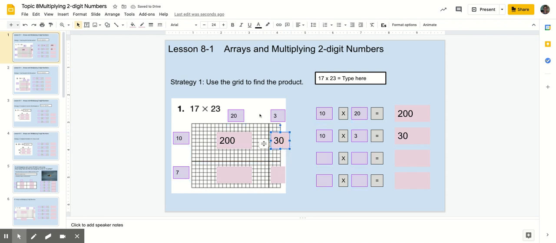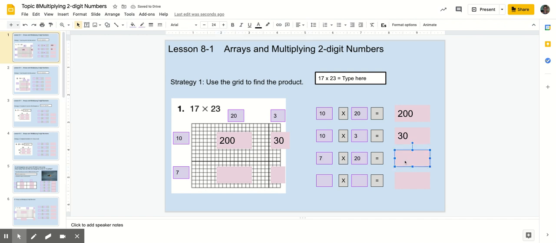Okay, so this is something that we've already done, right? We've already taken a two-digit number and we've multiplied it by a multiple of 10. Well, now we're going to do the same thing on the bottom. So we're going to do 7 times 20. So I'll plug into my boxes 7 times 20.